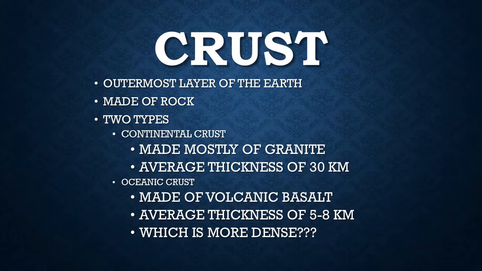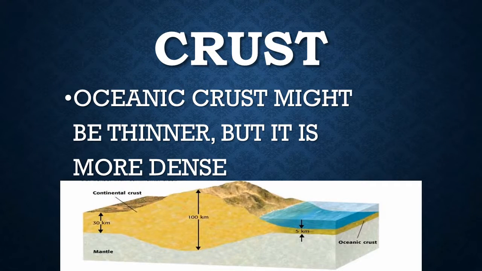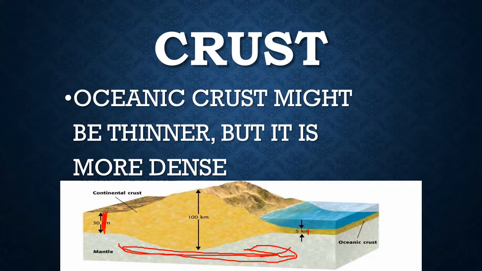Okay, so which is more dense? The oceanic crust is more dense, even though it's thinner. So let me show you this picture here. Oceanic crust might be thinner, but it is more dense. As you look at the picture here, this is continental crust at 30 kilometers. This is oceanic crust at 5 kilometers. Under here is the mantle. So this is where rock can be more molten than anything else. And when it's molten, it's going to try and work its way to the surface.